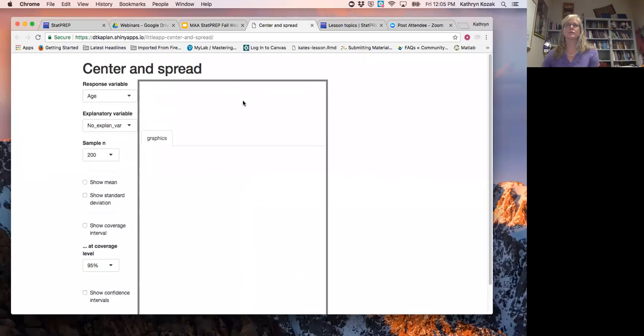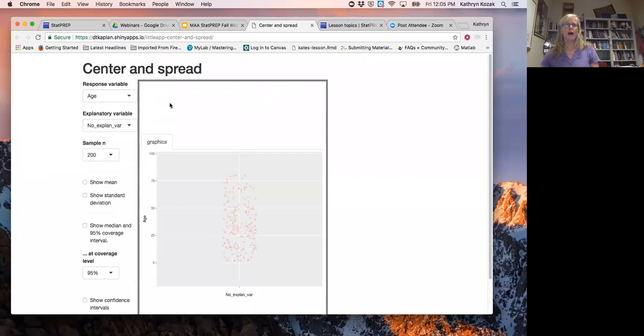All right, so as soon as it's up, this is what our little apps look like. They usually have information that's a graphical display of information. They have a response variable here that's displaying the data, whatever you picked. Right now we picked age. You also have explanatory variables. We'll look at those. And you can change your sample size. And there's some other things we can do.